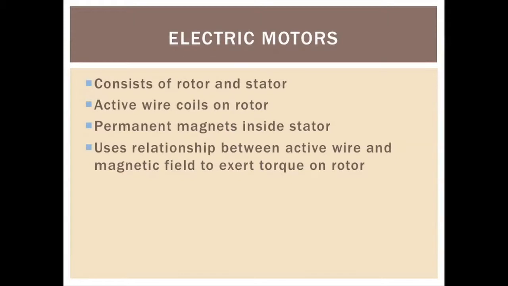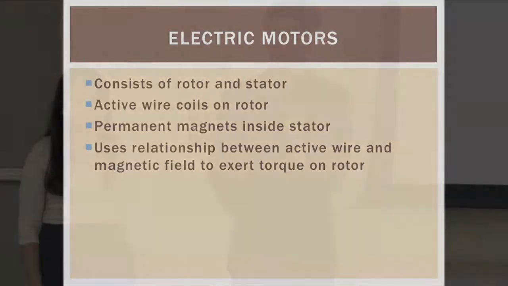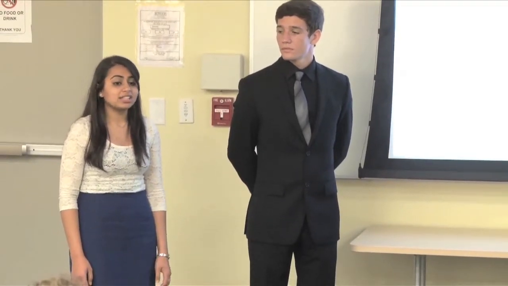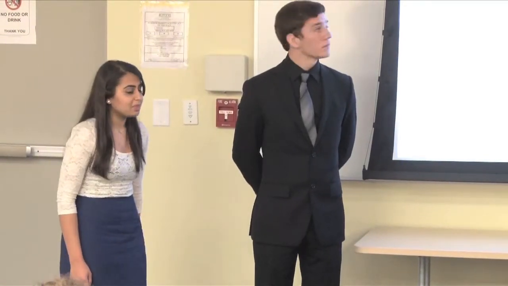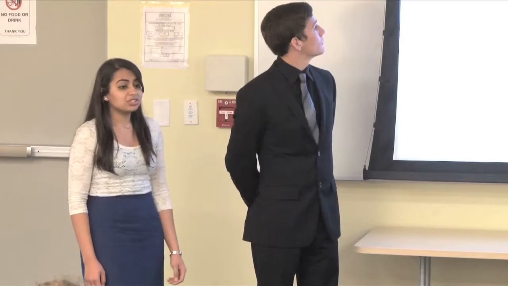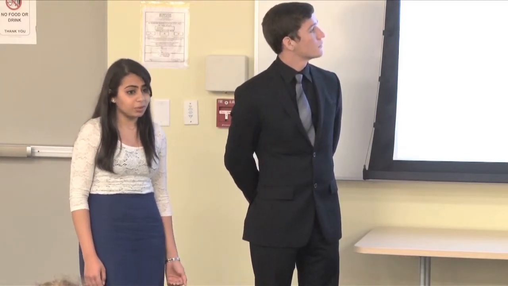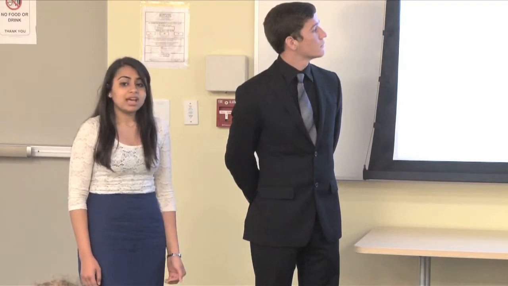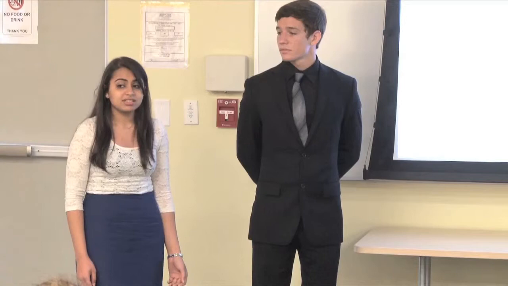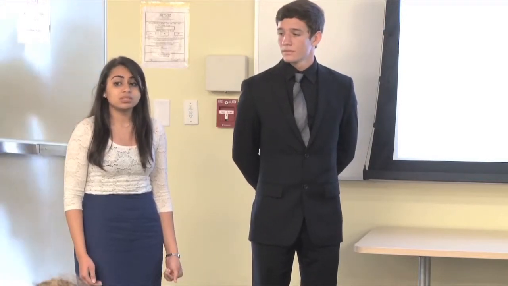So a typical electric motor consists of two parts, a rotor and a stator. A rotor is the rotating part that goes inside the motor, and typically the rotor has active wire coils wrapped around it. The stator is the stationary part that sits around the rotor and has permanent magnets inserted inside of it. So electric motors use the relationship between the permanent magnets and the active wire coils to exert torque on the rotor. The active wire coils act as electromagnets, and the attraction and repulsion between these electromagnets and the permanent magnets is what causes the rotor to rotate.